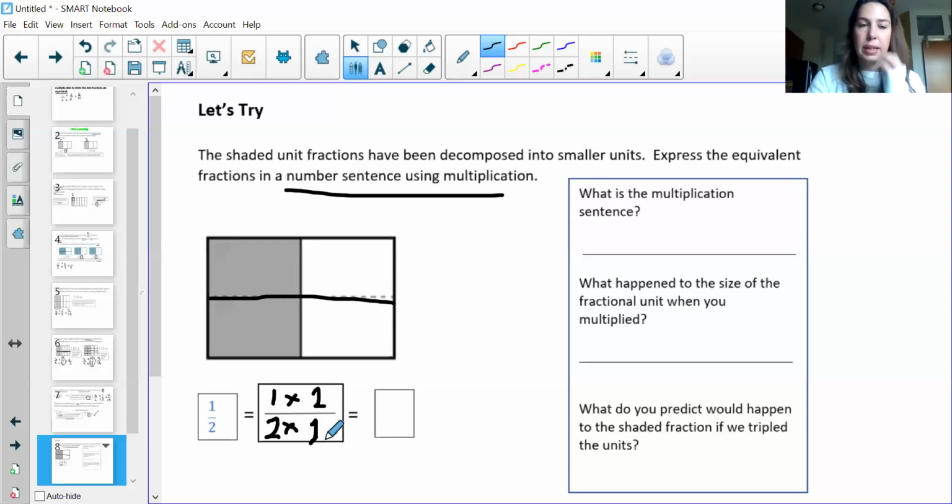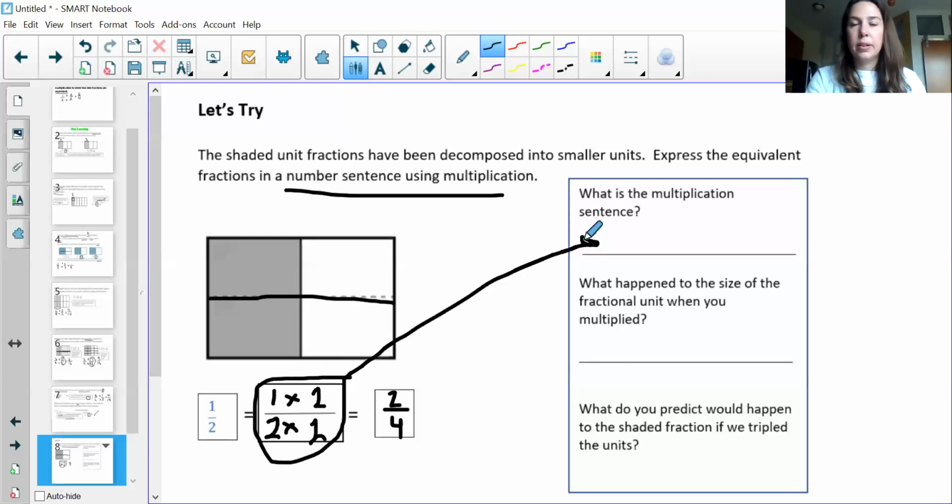So you guys should be writing this in too. So 1 times 2 is 2. 2 times 2 is 4. So my new fraction is 2/4. What is the multiplication sentence? I'm not going to rewrite it because it's right here. That answer goes in there.